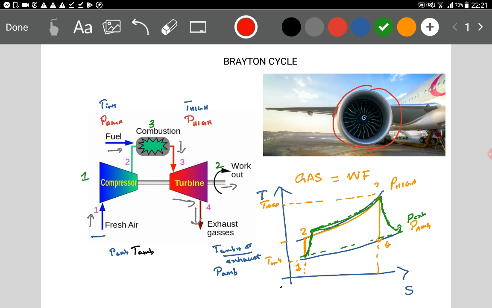So this is the gas turbine cycle. I hope you learned a lot regarding the gas turbine cycle.